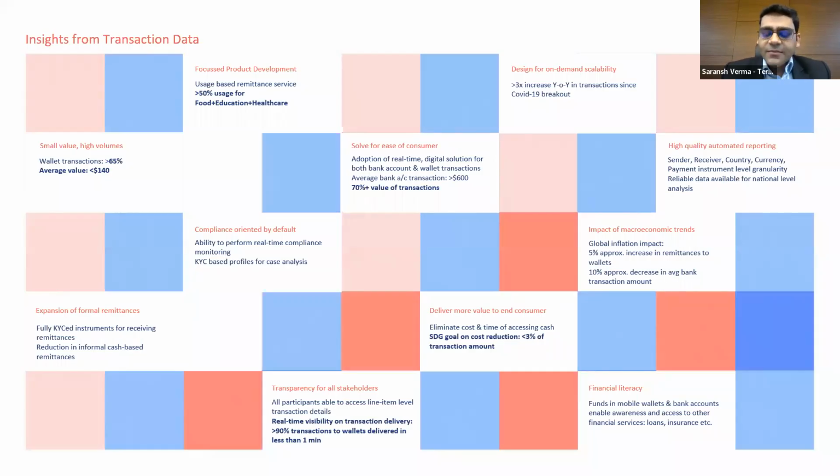Yeah, I'll spend some time on this slide specifically, where the results or the insights from our data have allowed us to design specific products and to work with agencies such as UNCDF in doing research work. In our research, we found that more than 50% of usage, for instance, of the remittances was for food, education, and healthcare. And that helps us to design products which are specific usage-based remittance service, not the generic transaction level service, for instance.